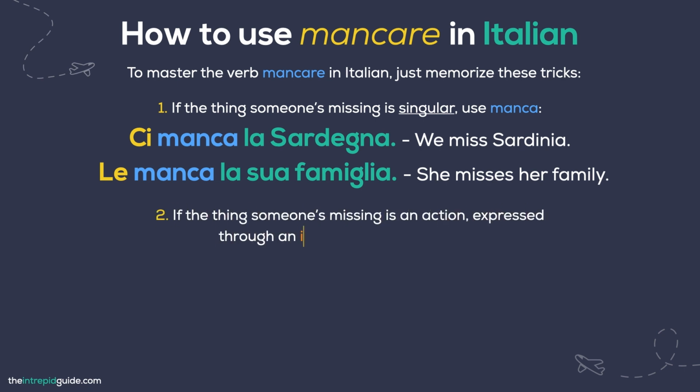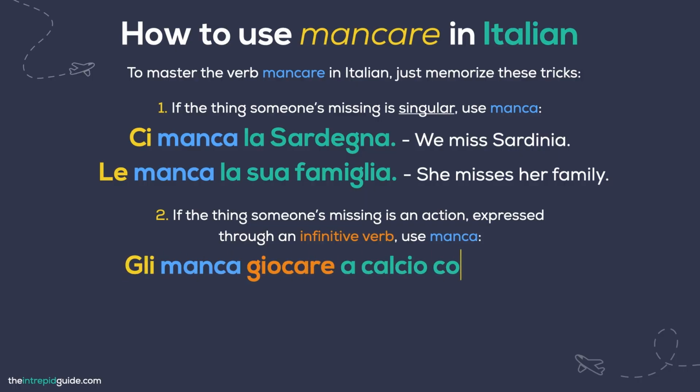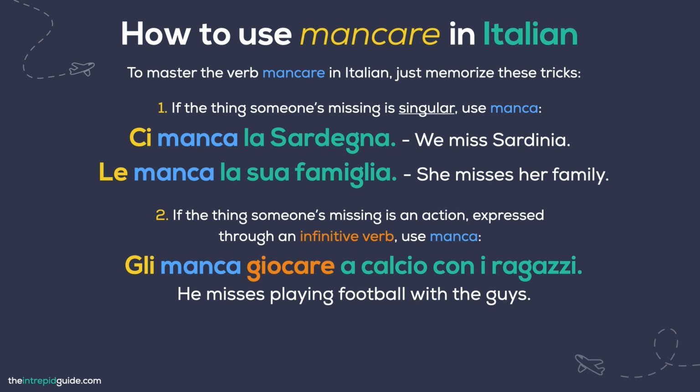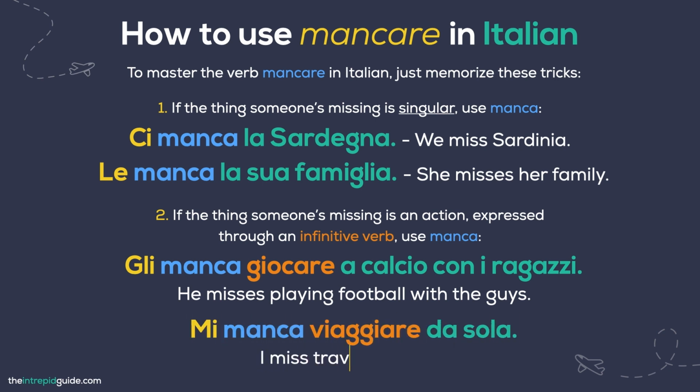Two. If the thing someone's missing is an action expressed through an infinitive verb, also use manca. For example, Gli manca giocare a calcio con i ragazzi. He misses playing football with the guys. Mi manca viaggiare da sola. I miss traveling alone.